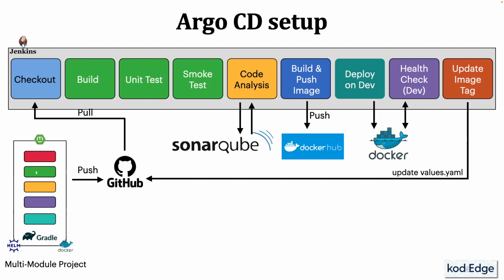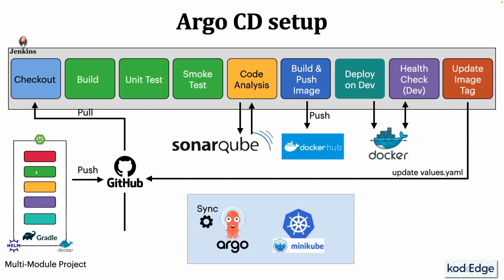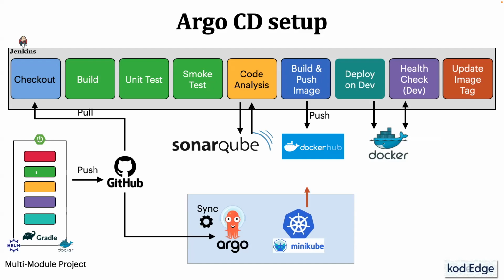So once the tag is updated, ArgoCD will automatically do a sync operation and it will deploy the application by creating the pods. ArgoCD will pull the Docker image from Docker Hub using the updated image tag from the values.yaml file while launching the new pods, and the application will be ready for use.